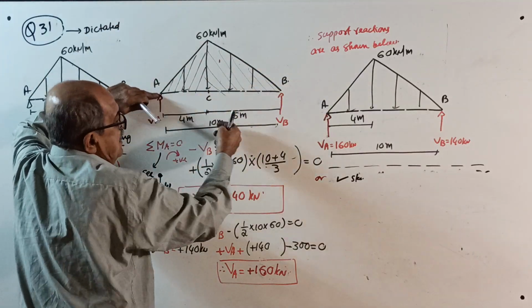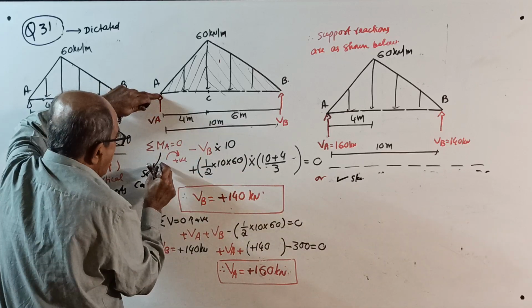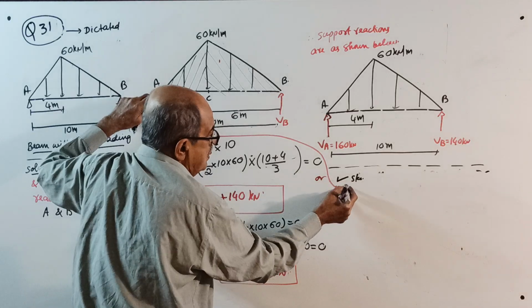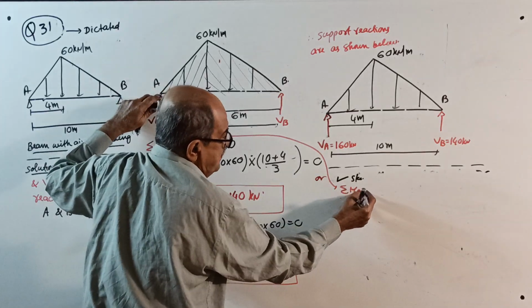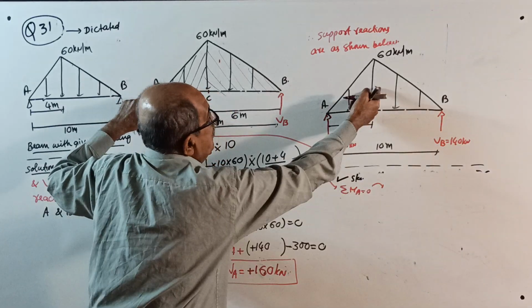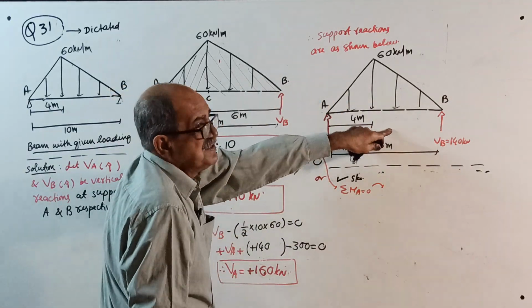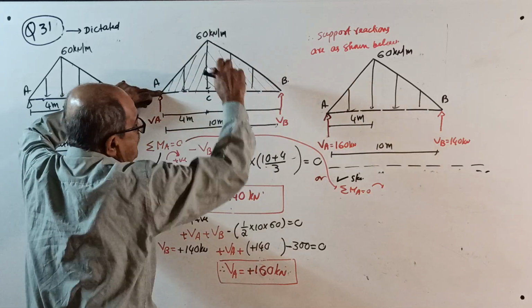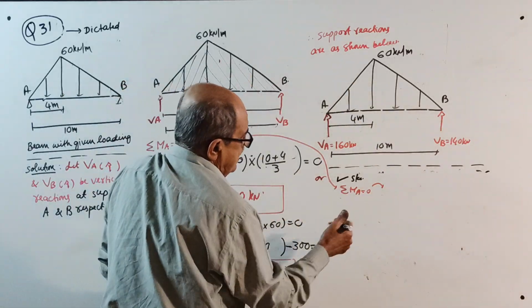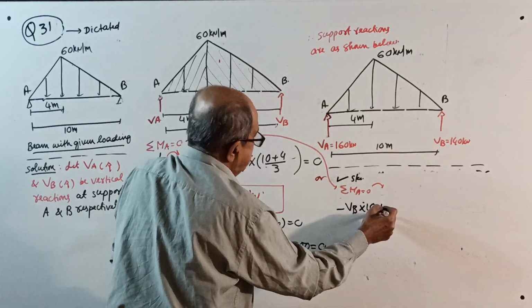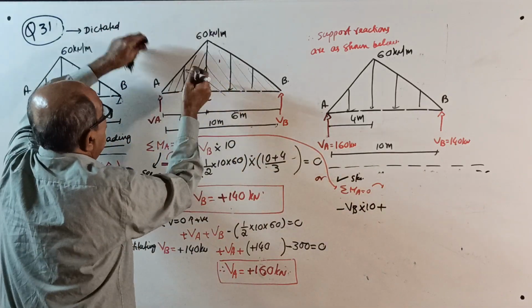Right, start. Take moment about it. So, I am giving an alternate to this one. See, instead of this way, you can do this way also. Sigma M about A equal to 0, clockwise, this is already known to you. After getting the answer, presentation. I forgot to tell the presentation. Okay. Minus VB into 10, plus this load will pass here.